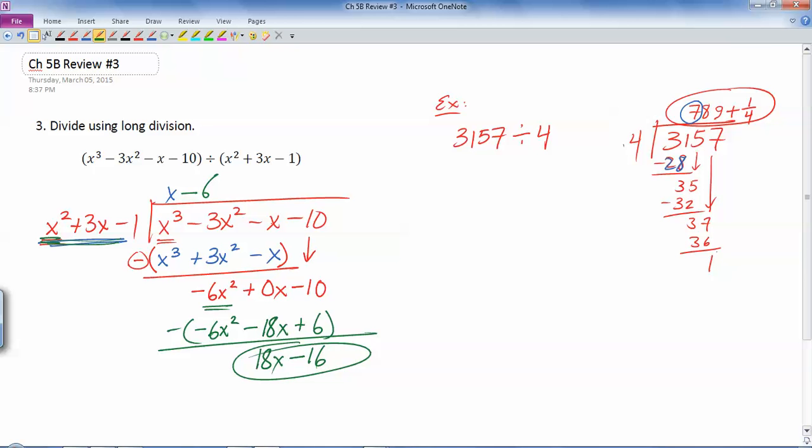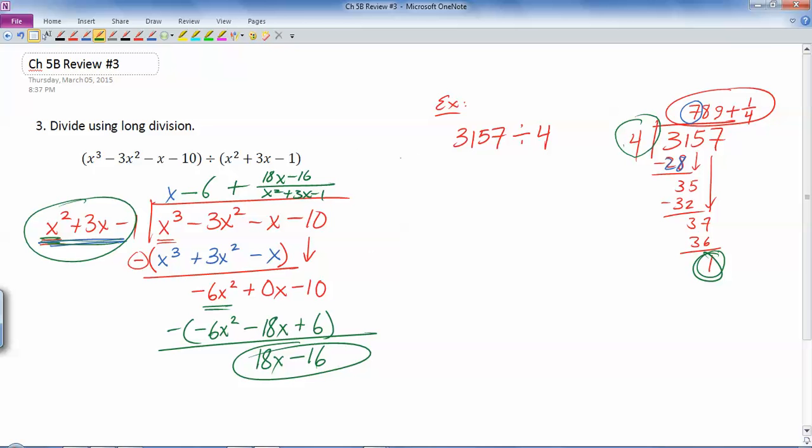And just like we had a remainder over here of 1 over 4, and I just added it on at the end, that's what we're going to do with this. I'm going to do this number divided by that number, right? So it's plus 18x minus 16 over x squared plus 3x minus 1.